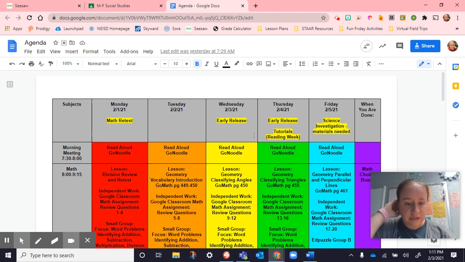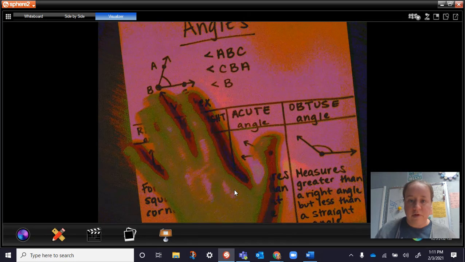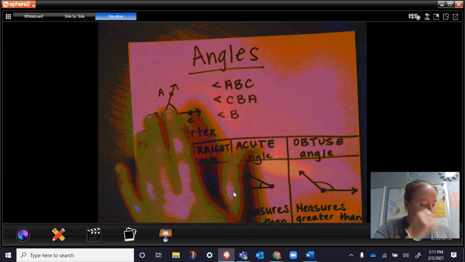And so this morning in math, we continued talking about angles with our geometry lesson. This information came from GoMath on page 450, but we took some notes on that page. So let me pull this up. The thing that we talked about today is angles.